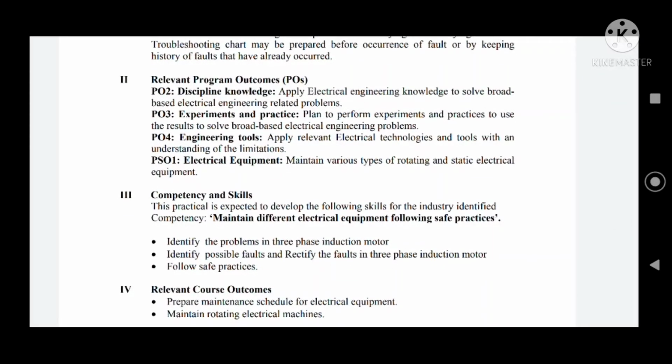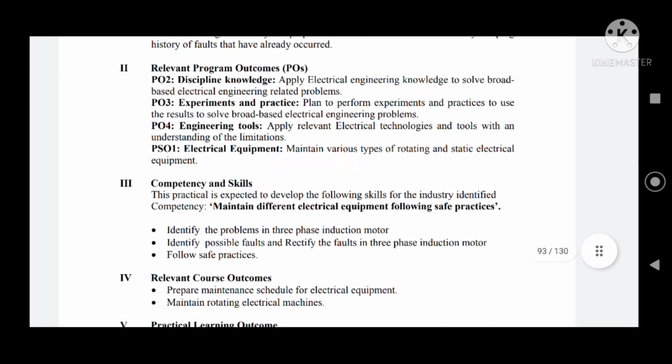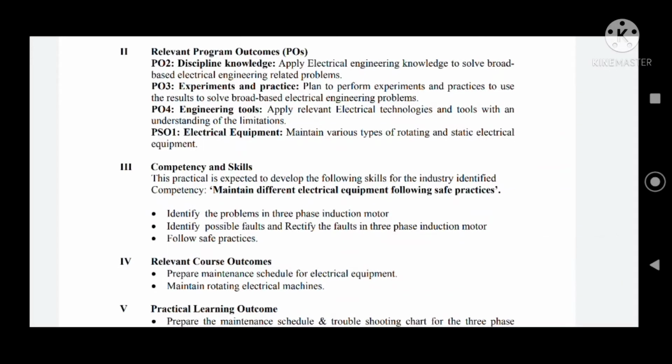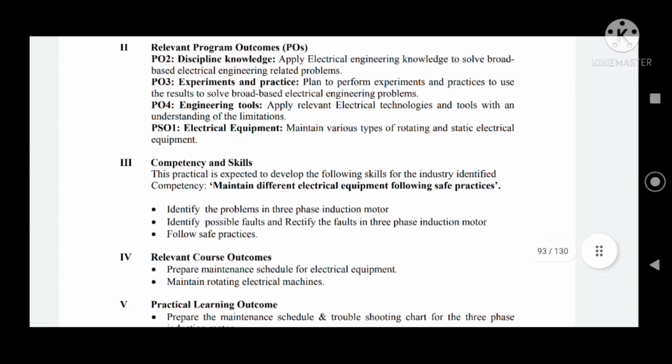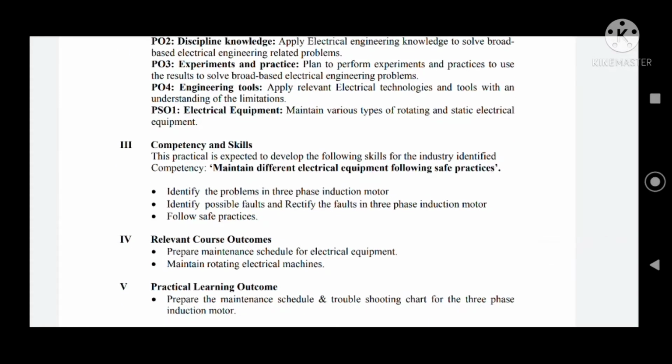So first is PO2, discipline knowledge, apply electrical engineering knowledge to solve broad-based electrical engineering related problems. PO3 is experiments and practice, plan to perform experiments and practices to use the result to solve broad-based electrical engineering problems. PO4 is engineering tools, apply relevant electrical technologies and tools with an understanding of the limitations. PSO1 is electrical equipment, which is maintain various types of rotating and static electrical equipment.